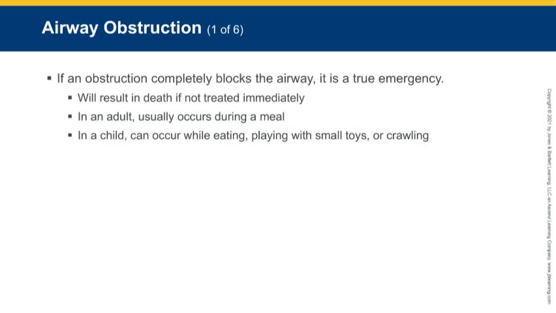A complete airway obstruction is a life-threatening emergency that requires immediate intervention. It can occur due to a foreign object, swelling, trauma, or the patient's own tongue blocking the airway. In adults, choking often occurs while eating. In children, small objects, food, or toys can become lodged in the airway. Recognizing the signs early and providing rapid treatment can be the difference between life and death.